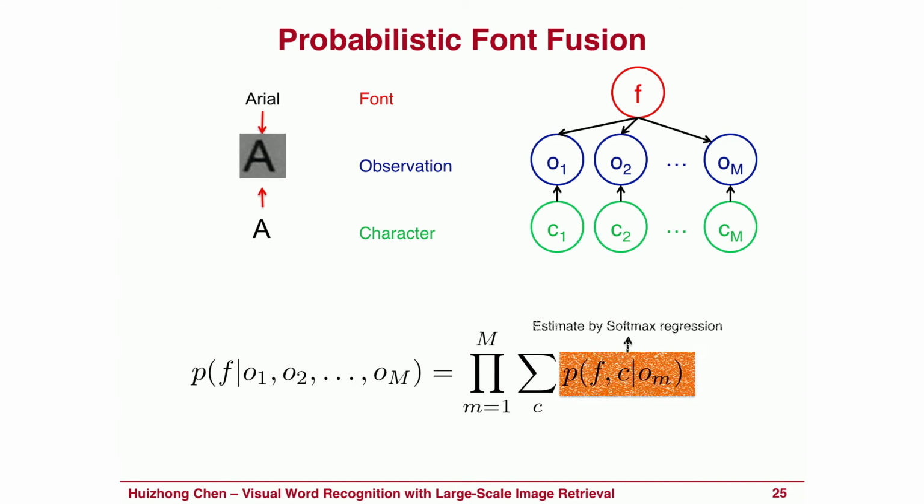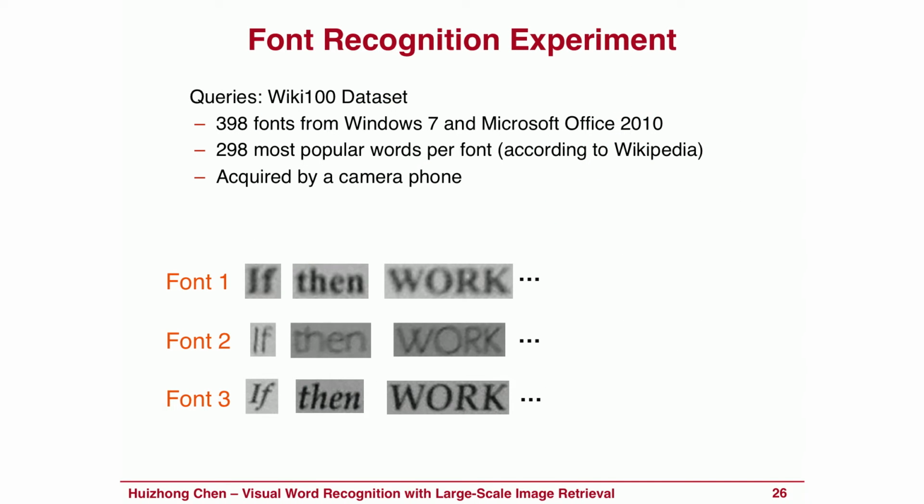The probability of the font and character given the observation can be estimated by softmax regression. Let's put font recognition in action. We assemble a query word patch dataset called the Wiki 100 dataset. The dataset contains all the 398 fonts from Windows 7 and Microsoft Office 2010. Each font is displayed in 298 most popular words, and we acquire the queries by a camera phone. Some sample word patches are shown here.